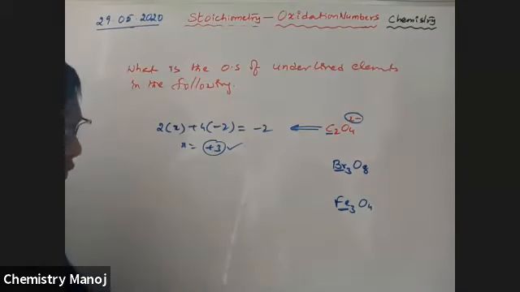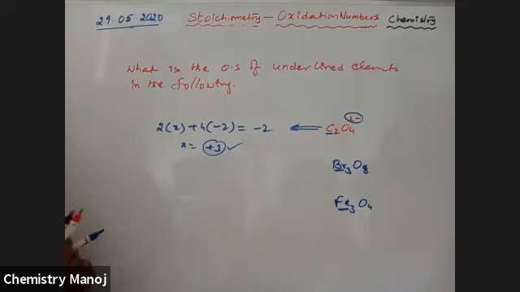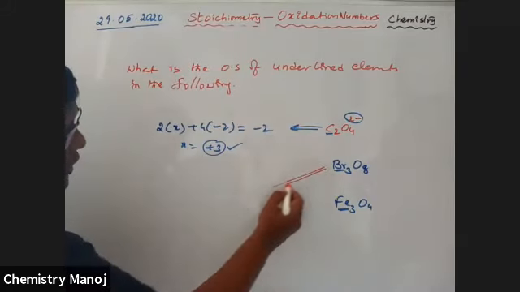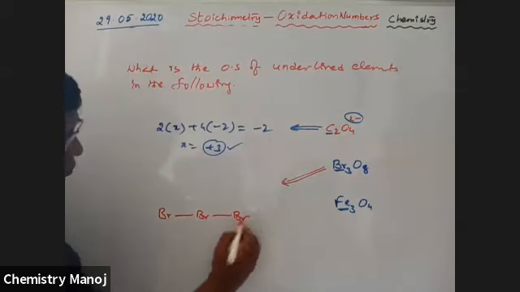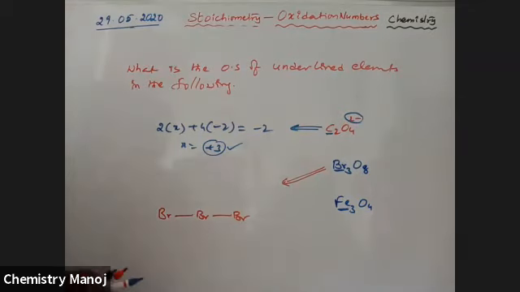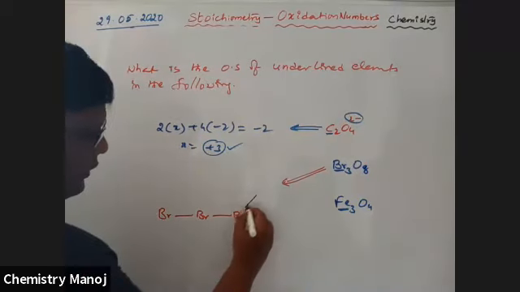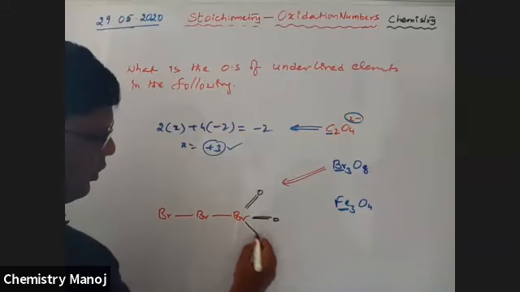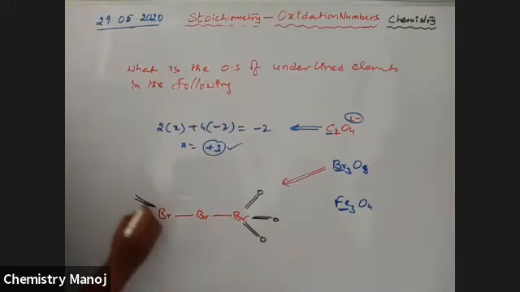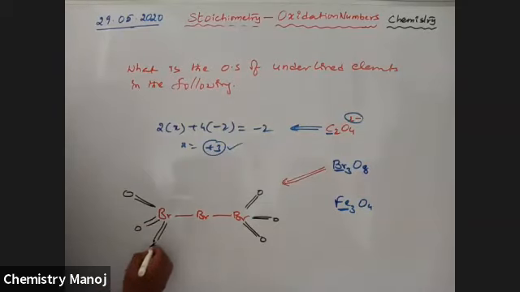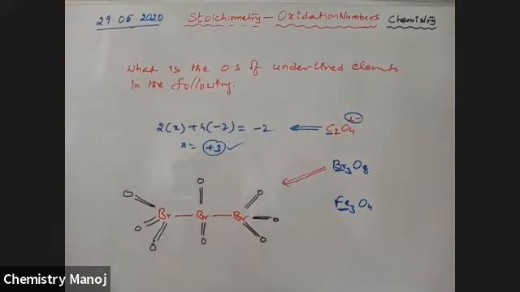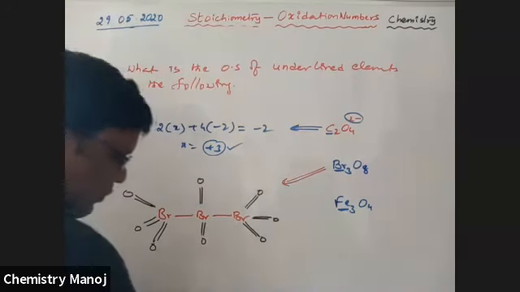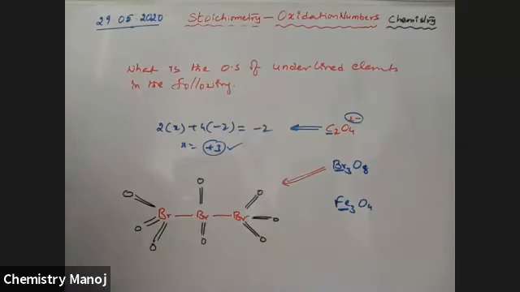Next, Br3O8. You should know its structure. That is Br bonded with Br, bonded with Br. Next, it has double bonded O, double bonded O, double bonded O, and also double bonded O, double bonded O. It is Br3O8. Now calculate the oxidation states.